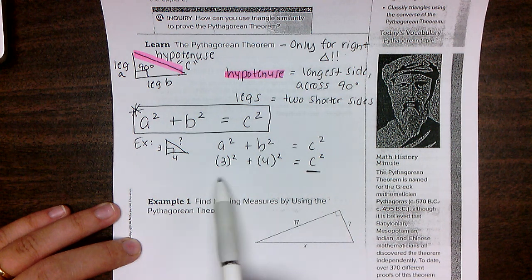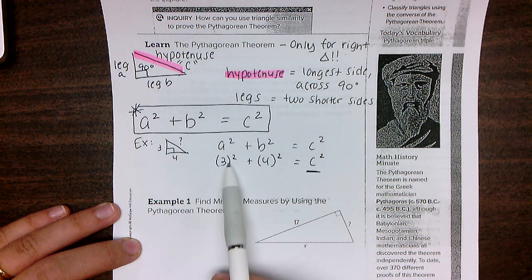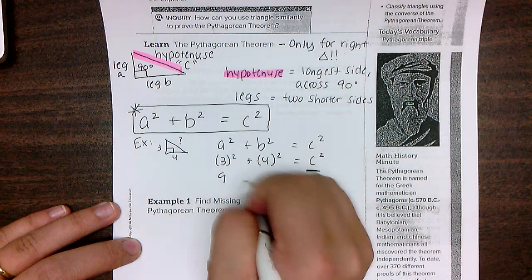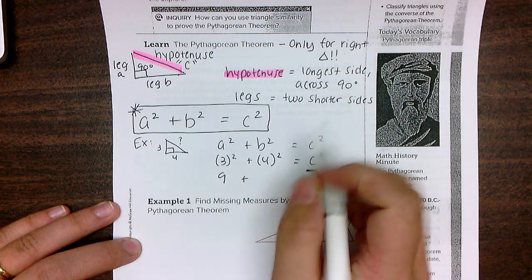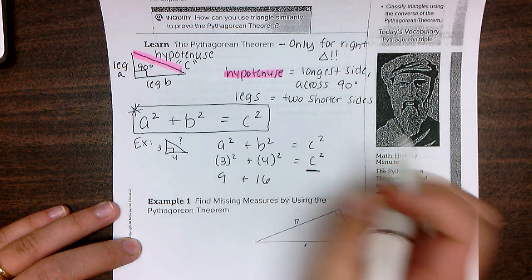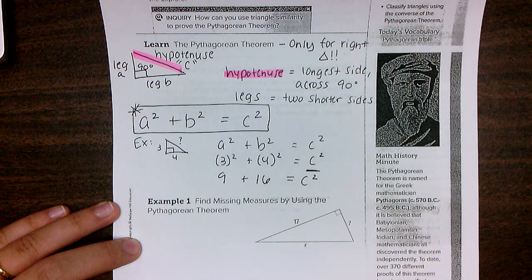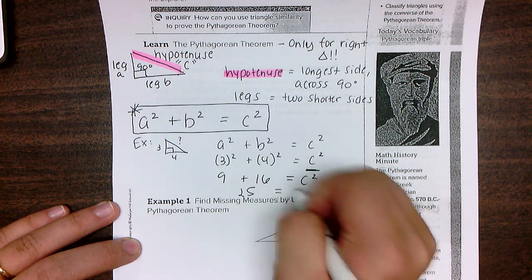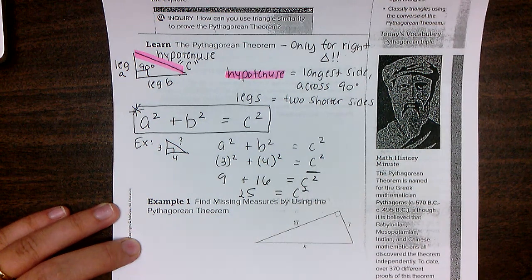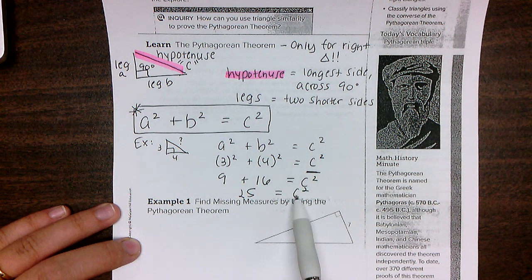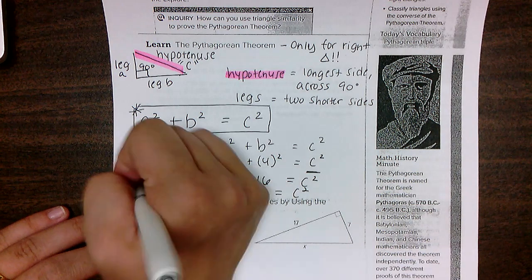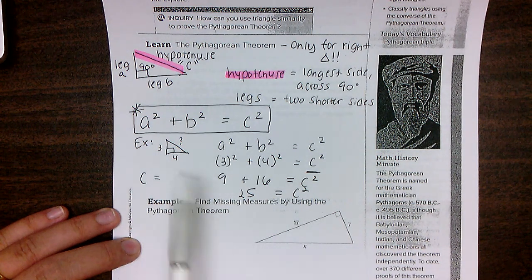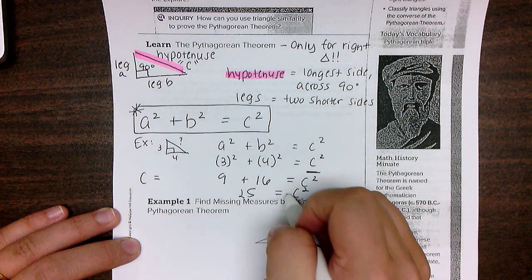Okay. So in this case, we just simplify. 3 squared, that's going to be 3 times 3, which is 9. 4 squared is going to be 4 times 4, which is 16. 9 plus 16, that's going to be 25, is equal to c squared. And so now I'm at the point where I've got c squared equals 25, but I want to isolate c. I want to have just plain old c like this all by itself. So in order to undo a square, use square root.